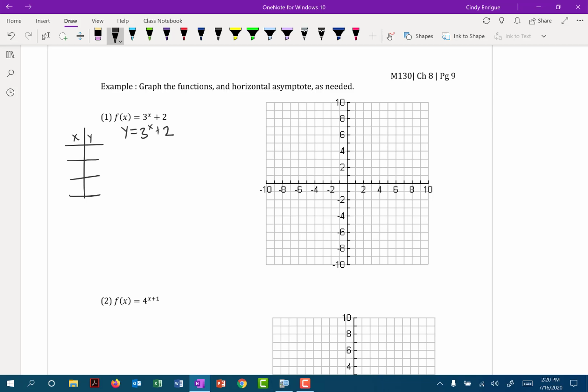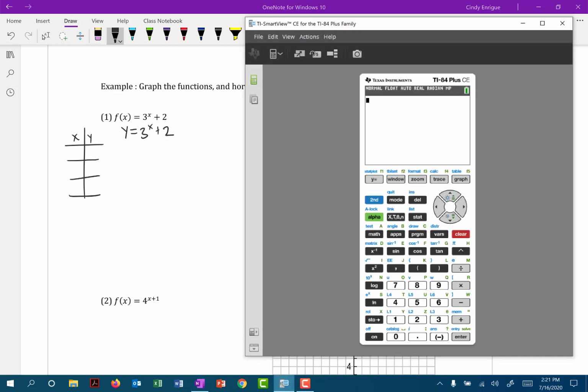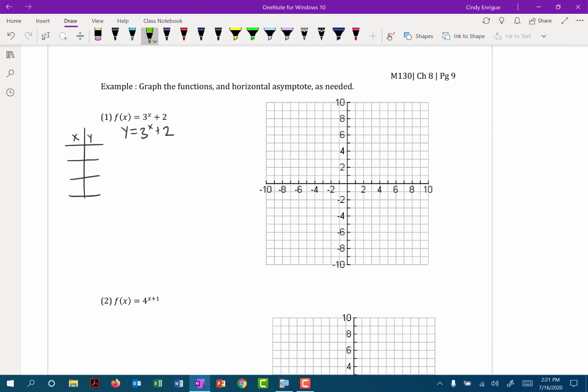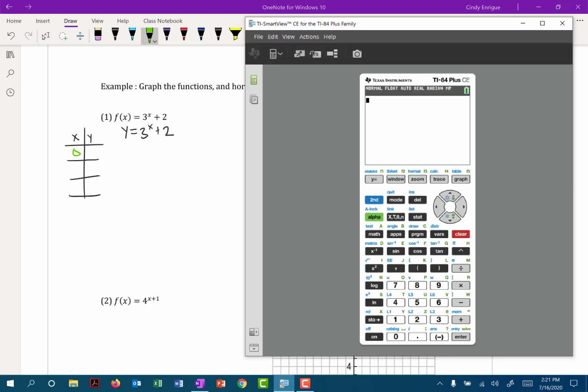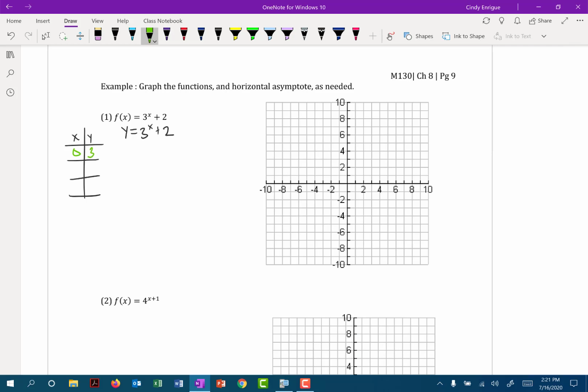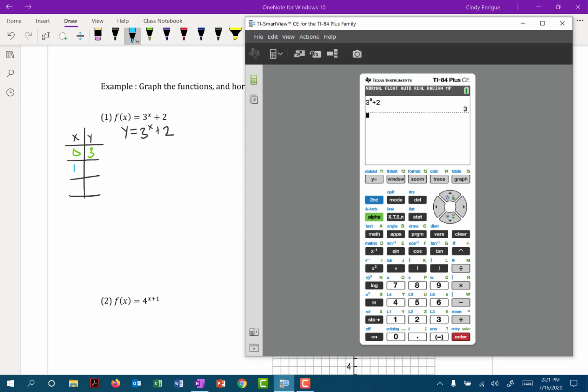So I can bring up my calculator here. For the first x value, let's plug in a 0. I think 0 is always a good number to plug in. We have 3 to the power of 0 plus 2, which gives me 3. So I have the ordered pair (0, 3). What happens when we plug in a positive 1? Then I have 3 to the power of 1 plus 2, and I get a positive 5.